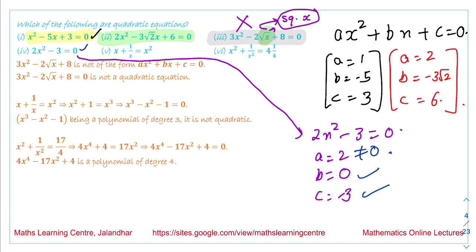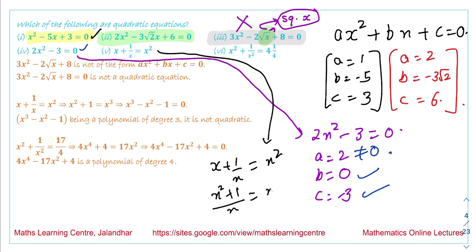Next, the equation is x plus 1 by x is equal to x square. It means x square plus 1 by x is equal to x square, so x cube minus x square minus 1 is equal to 0, and the degree of this equation is 3. So this equation is also not a quadratic equation.